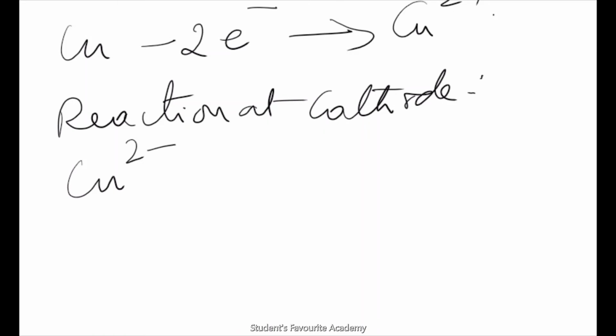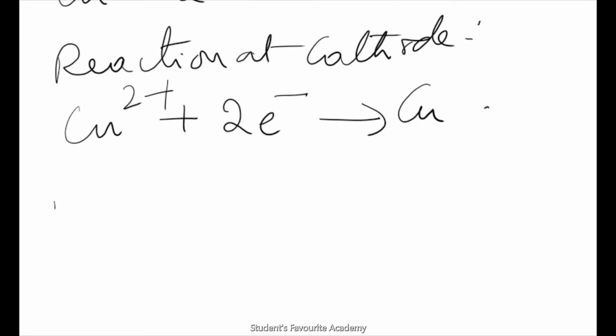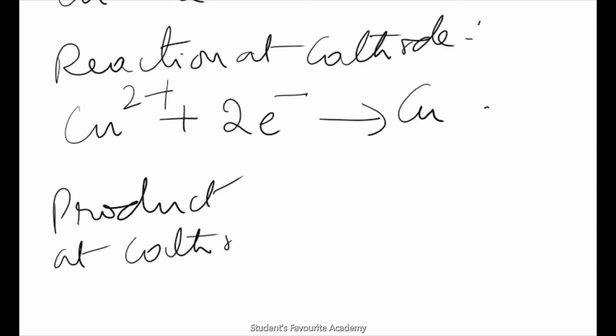Again, Cu2+ accepts 2 electrons and forms neutral copper. Cu2+ and H+ ions both migrate to the cathode, but Cu2+ ions are discharged as neutral copper atoms by accepting electrons. So the product at the cathode is pink or reddish brown copper.